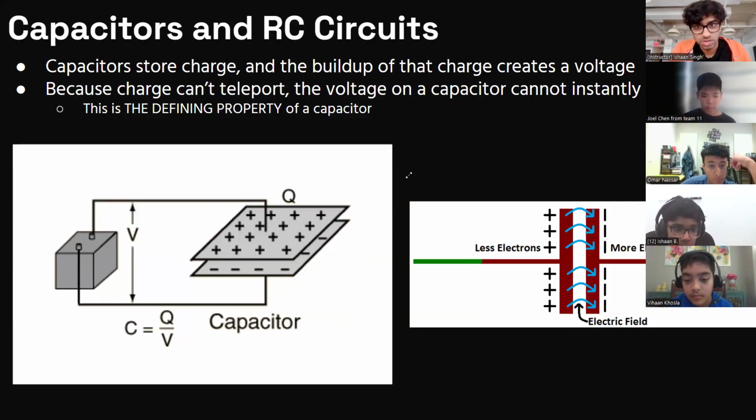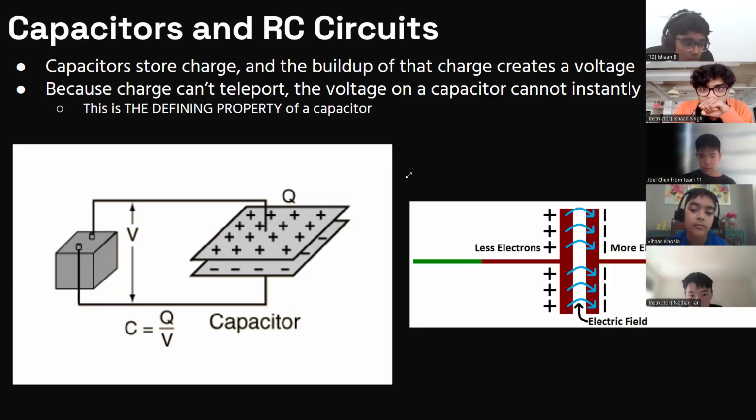We're not going to do that because calculus is not a prerequisite for this class. But the defining property physically is that voltage cannot instantaneously change on a capacitor. Can someone tell me why that makes sense? Why does it make sense that voltage cannot change instantly on a capacitor based on what we just talked about?